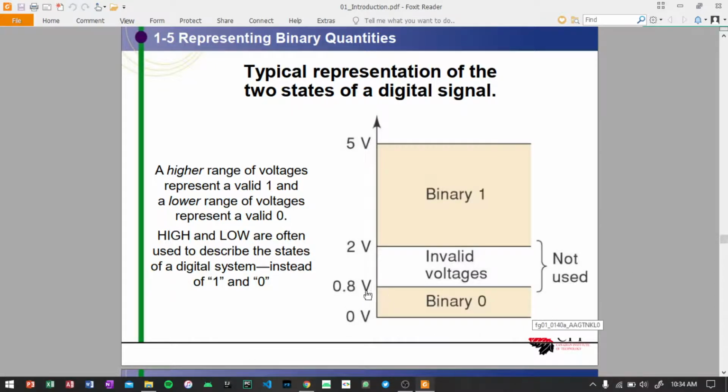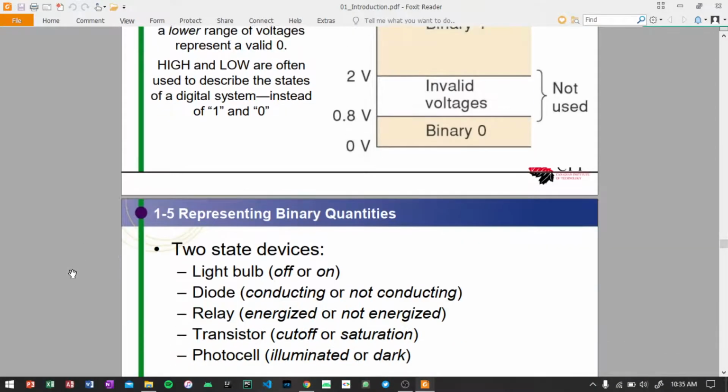If we have 0.8 volt to 2 volts, it means invalid voltages. These are not used at all. If the circuit of our system goes to between 0.8 volt and 2 volts, it means we have an error. We have invalid voltages, it doesn't work. If it goes from 2 up to 5 volts, it means that it is a 1.